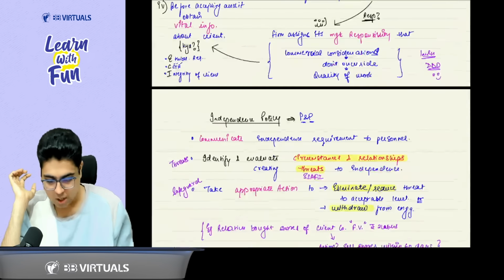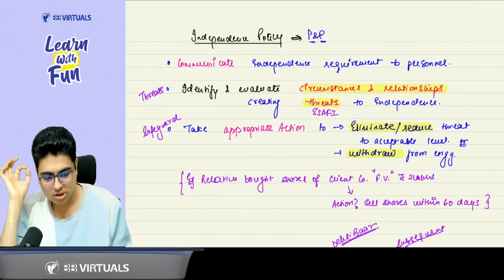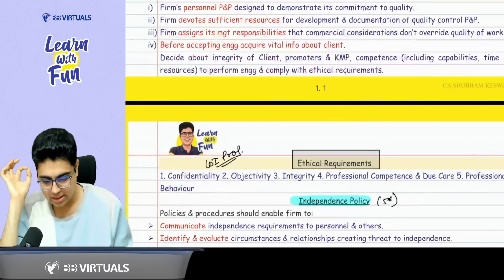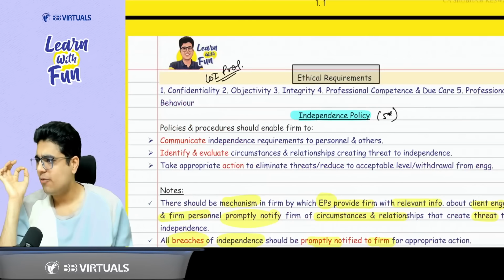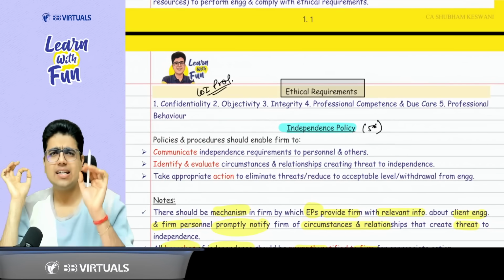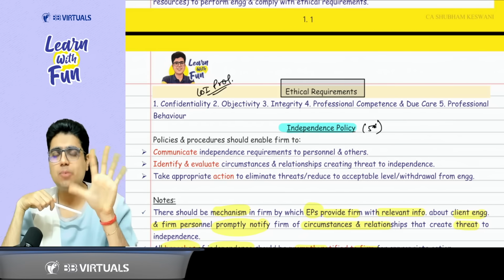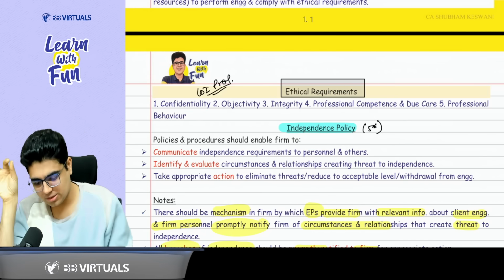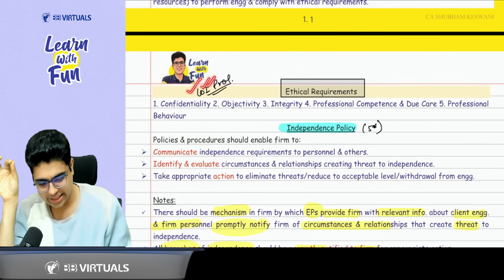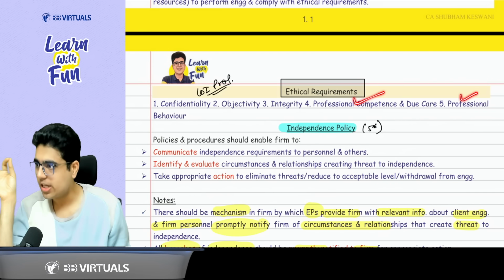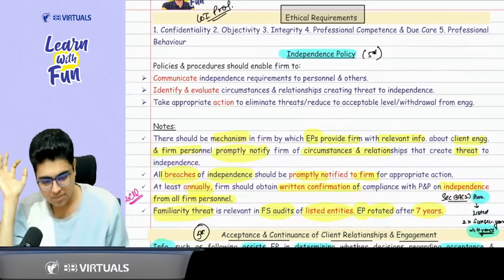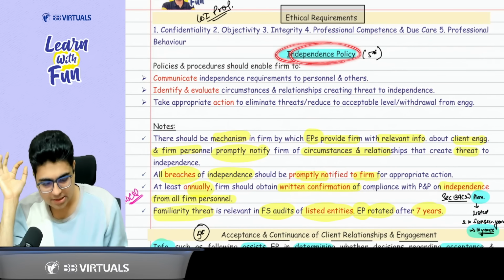Yes, sir. Now come with me to the next topic, come to the notes, ethical requirement. What is an ethical requirement? Sir, these are the qualities which should be there in every chartered accountant, in any professional: confidentiality, objectivity, integrity, professional competence, due care, and professional behavior. Now comes a very important topic, independence policy.